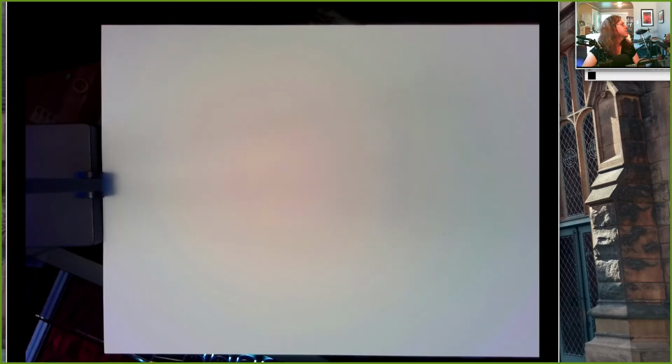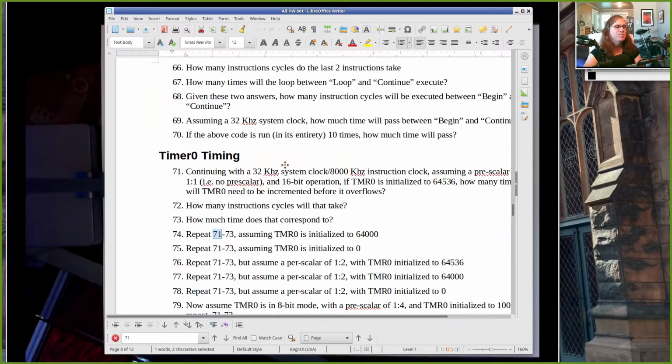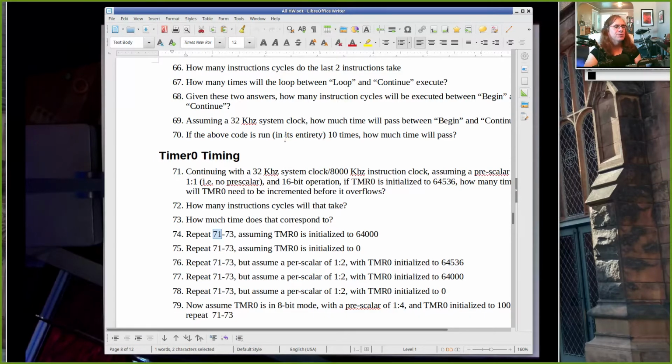There was a typo in all of that, unfortunately. And a few people noticed it and did this the way it was written. So 32 kilohertz system clock / 8,000 kilohertz instruction clock. So those don't go together. A 32 kilohertz system clock would be an 8,000 hertz or an 8 kilohertz instruction clock. 8,000 kilohertz is actually 8 megahertz. And 32K system clock, 8 meg instruction clock doesn't make sense. So that's actually a typo, so that should just be 8,000 hertz.